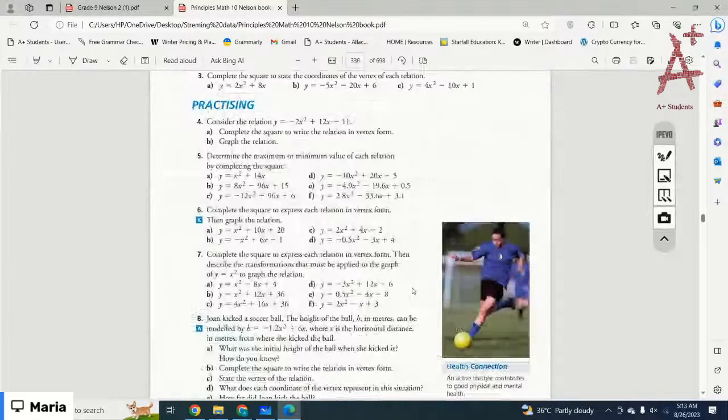Let's start with question number 5. Determine the maximum or minimum value of each relation by completing the square. y equals x square plus 14x.